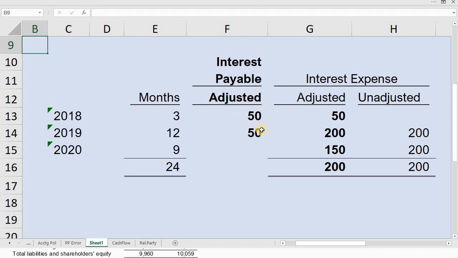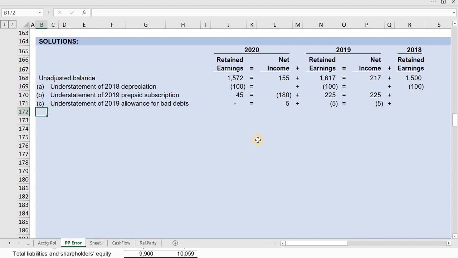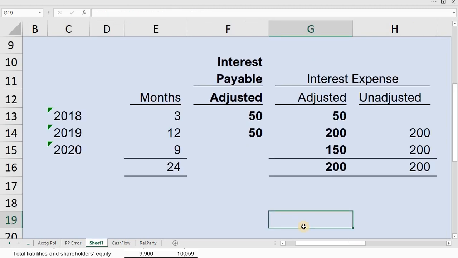As well as on December 31, 2019, we also need to record an interest payable of 50 pesos. So this 50 pesos covers the interest on October, November, and December of 2019, which is payable on April 1, 2020. So again, for letter D, this is the understatement of 2018 and 2019 interest payable. So again, based on this schedule, the 2018 interest expense is understated because we have not recorded any interest expense. So that is why the net income in 2018 is overstated.